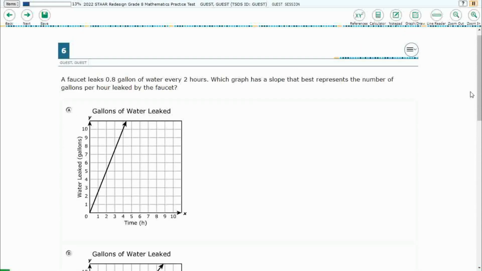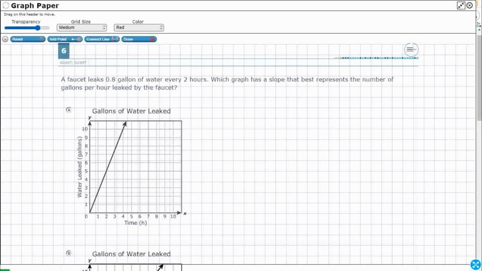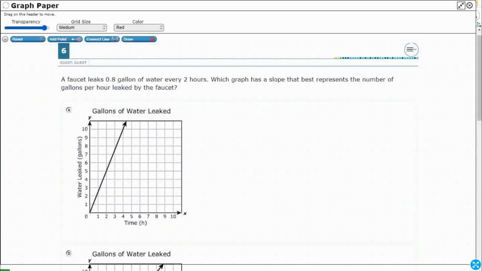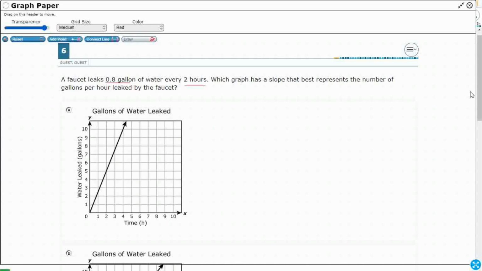All right, so we've got a small problem and a lot of scrolling to do on this particular problem. We are looking at a faucet that is leaking. And you see right here we've got 0.8 of a gallon every 2 hours. So we need to find the slope that is best represented by the number of gallons per hour. Okay. So that's really what we're looking for. We're looking for gallons per hour.